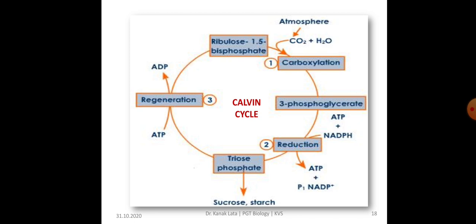In the given figure, you may observe the 3 steps of Calvin cycle. In carboxylation, carbon dioxide is combined with ribulose 1,5-bisphosphate. In reduction, carbohydrate is formed at the expense of the photochemically made ATP and NADPH. In regeneration, the carbon dioxide acceptor ribulose 1,5-bisphosphate is formed again, so that the cycle continues. So this is all about today's session.